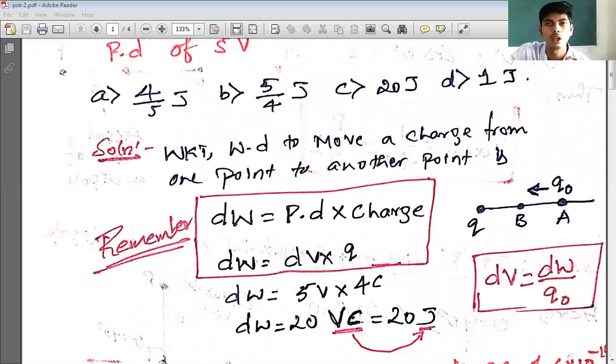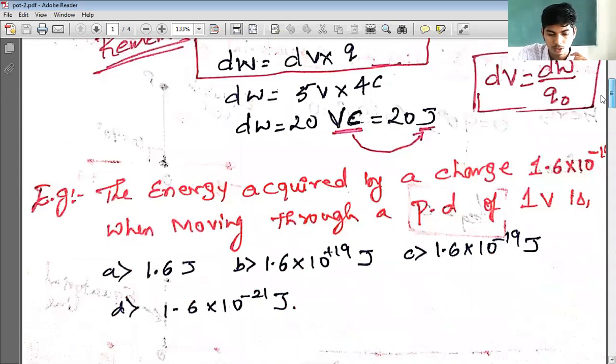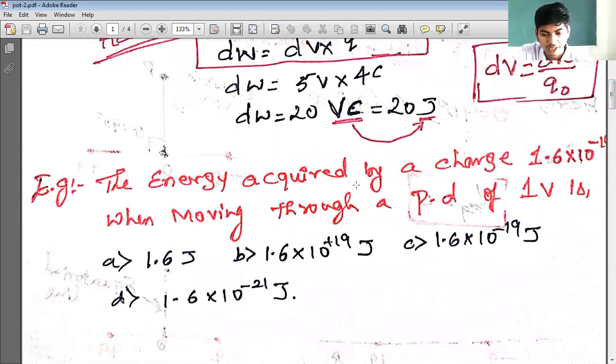How to solve problems on calculation of work done when potential difference and charge are given should be known. Problems like this come. Next is energy acquired by a charge of 1.6 into 10 power minus 19 coulomb when moving through a potential difference of 1 volt. You need to calculate the energy acquired by this charge when it moves through a potential difference of 1 volt.